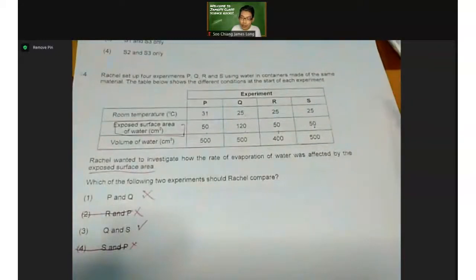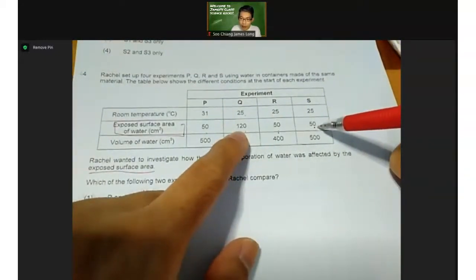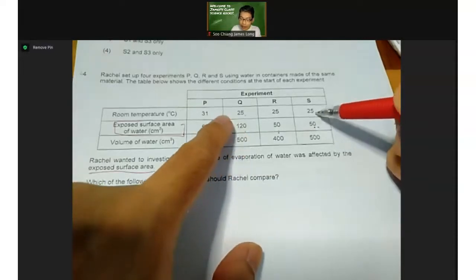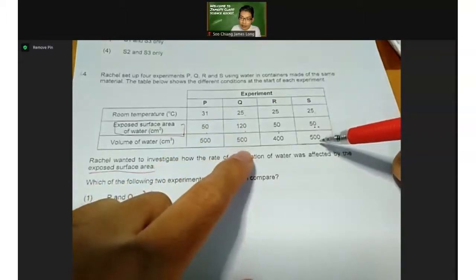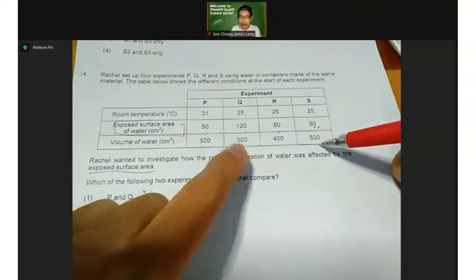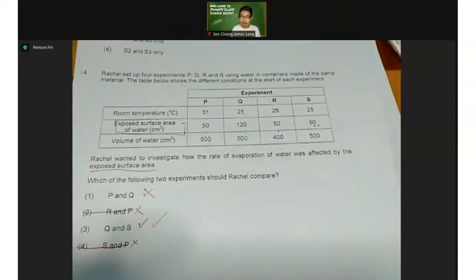To be very sure, let's check Q and S. Q and S, yes, this is different like what we want, the exposed surface area. Everything else, like room temperature, must be the same. Yes, they're the same at 25 degrees Celsius. The amount of water must be the same. Alright, same. Great. So, confirm Q and S is the answer.